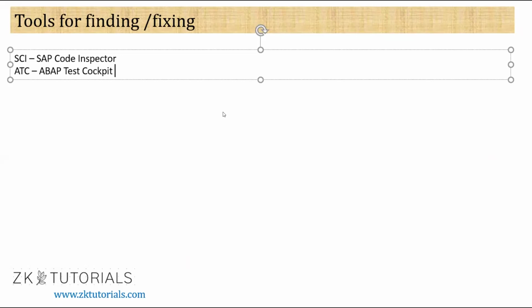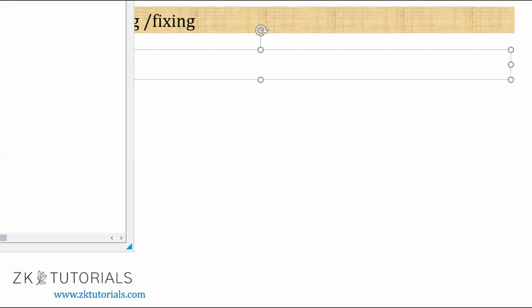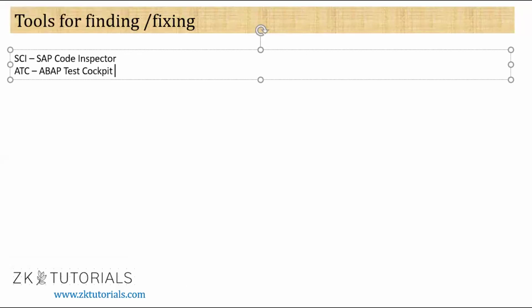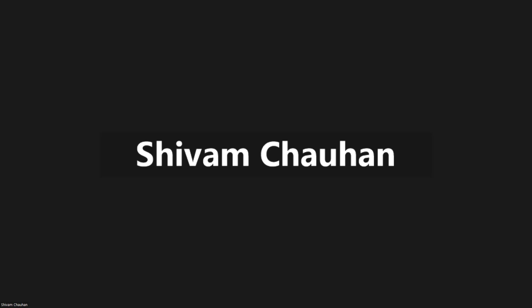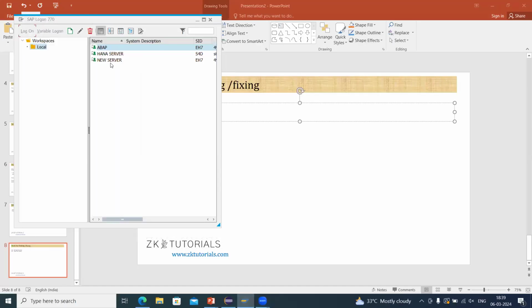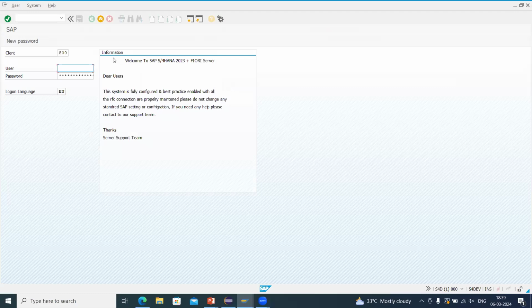Okay, so coming to the first tool, SAP Code Inspector. Just give me a moment. Yeah. So guys, coming to the first, SCI. Okay, let's log in to the GUI screen. Let's log in to the backend. Or you can go to Eclipse and press Control 6. You can also log in from there.